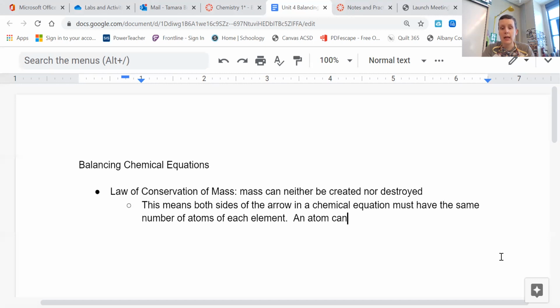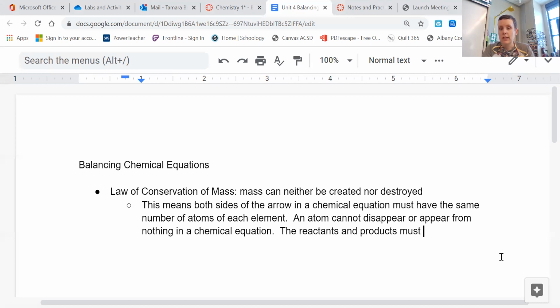An atom cannot disappear or appear from nothing in a chemical equation. The reactants and products must have the same mass. Now remember, reactants are the part of the reaction that is before the arrow. They are doing the reacting. Products are being produced, so they come after the arrow.